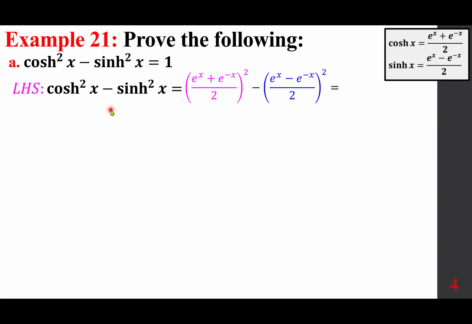So what happens here? Both of them, the denominator is 4. This one, e to the power of 2x plus 2 e to the power of x e to the power minus x plus e to the power minus 2x. And this one is the same thing with the negative in between. I am following a plus b quantity squared. And remember, this one is minus 2ab, okay?